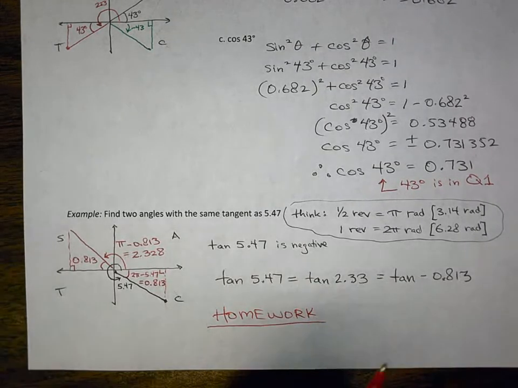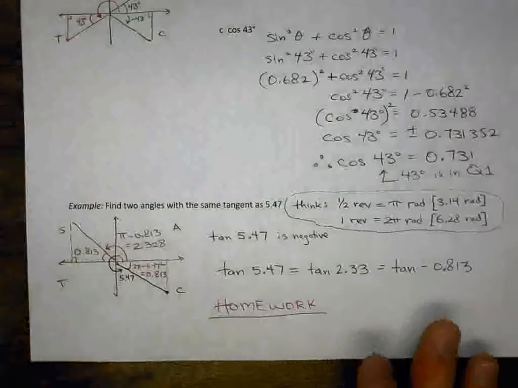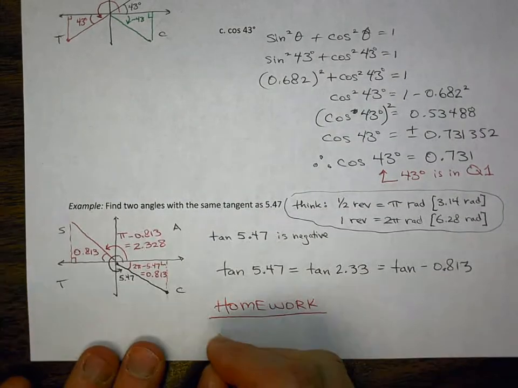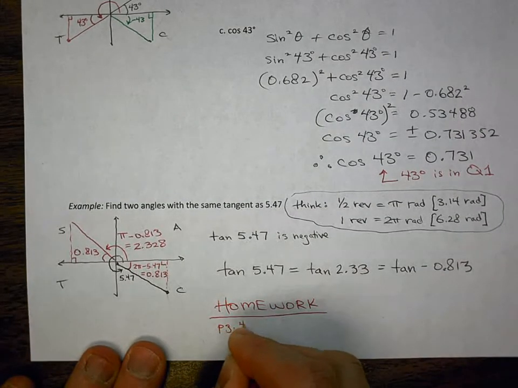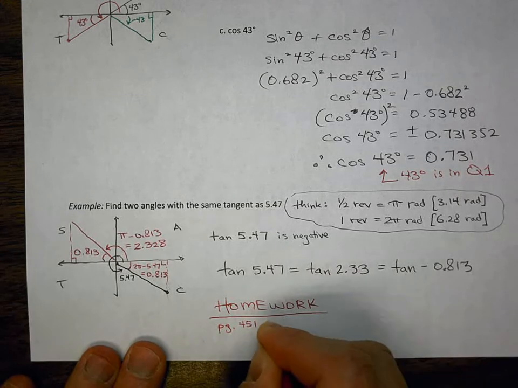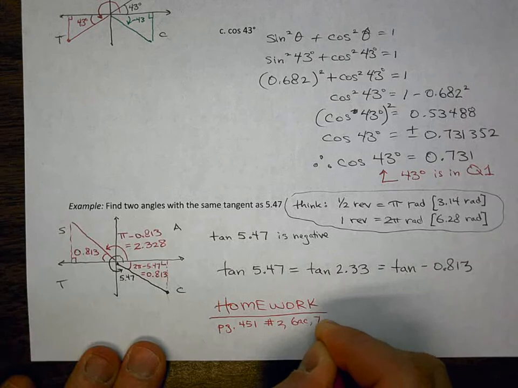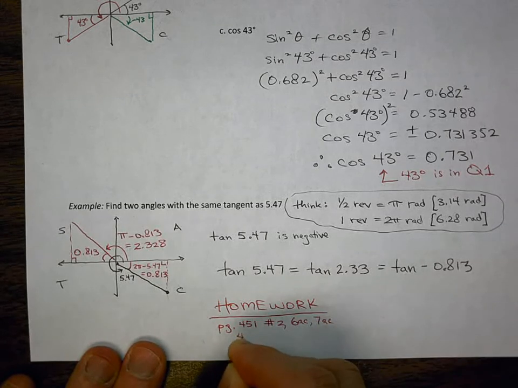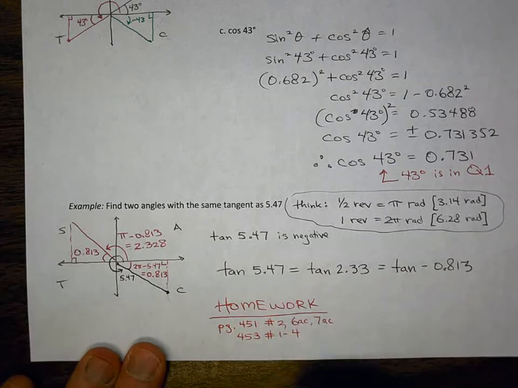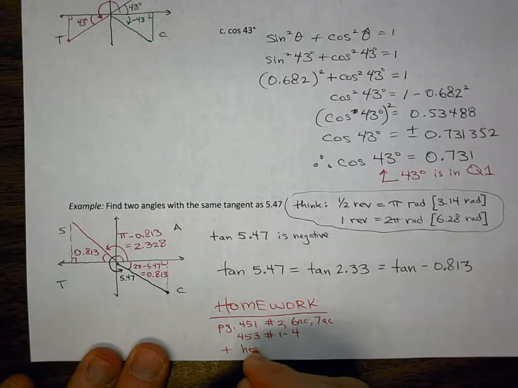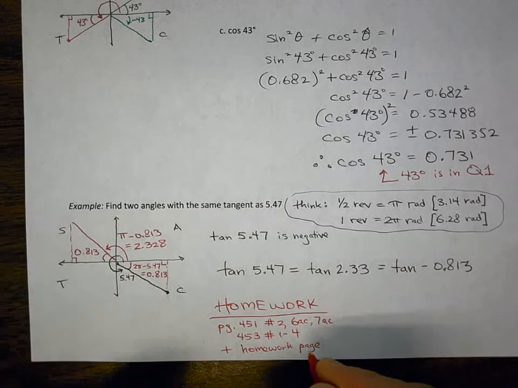Okay, hopefully that jogs some memories and gives you some guidance about how to work through the unit circle using the CAST rule. Your homework for this section is page 451, number 2, 6AC, 7AC, page 453, number 1 to 4. Those are the IB style questions, plus the homework page, and I wrote every other.